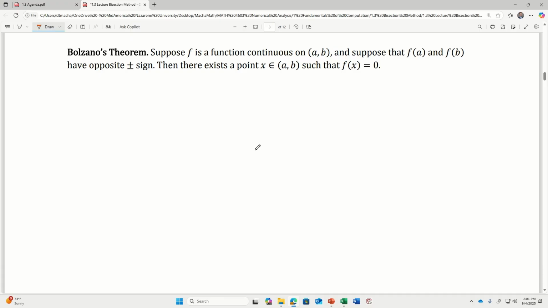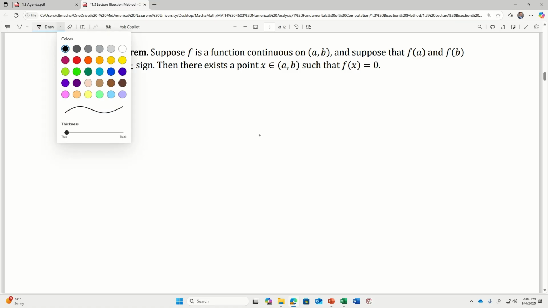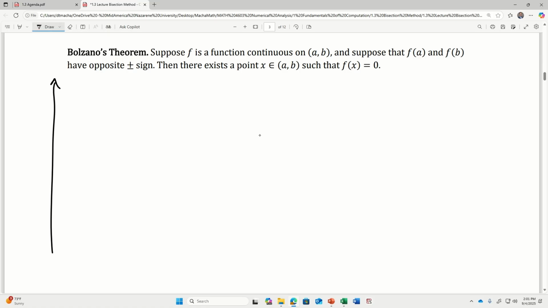Bolzano's theorem is a special case of the intermediate value theorem. Bolzano's theorem says if f is a function continuous on a and b, and suppose that f of a and f of b have opposite plus or minus sign, then there has to exist a point in that interval where the function is equal to 0.